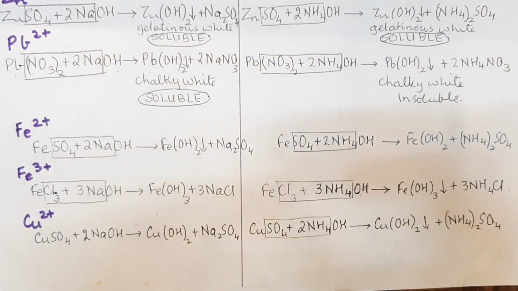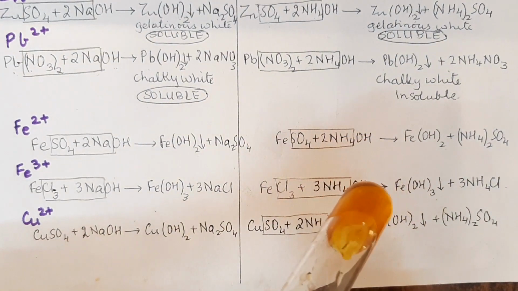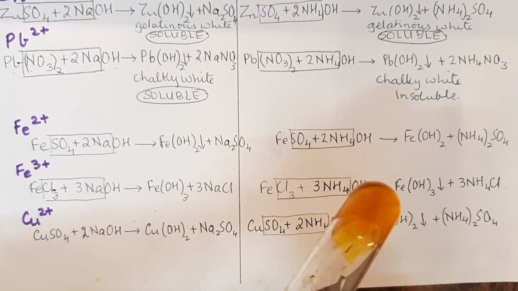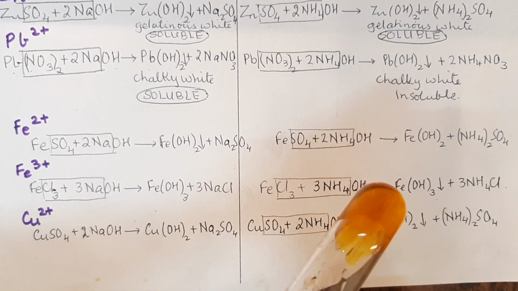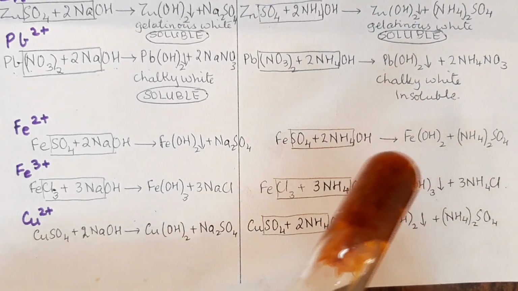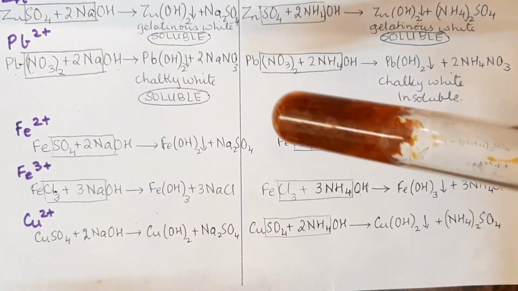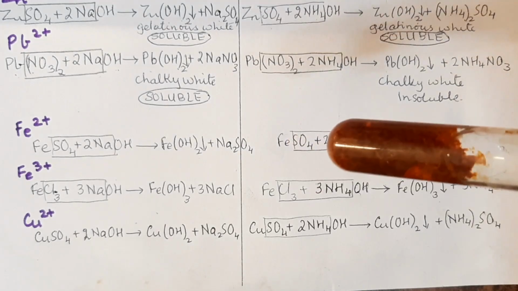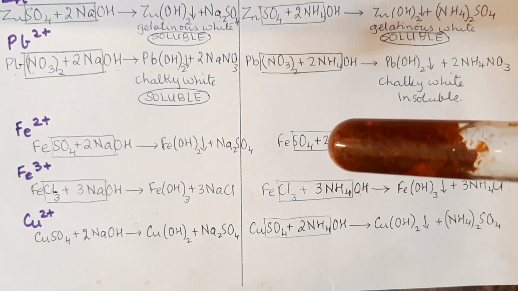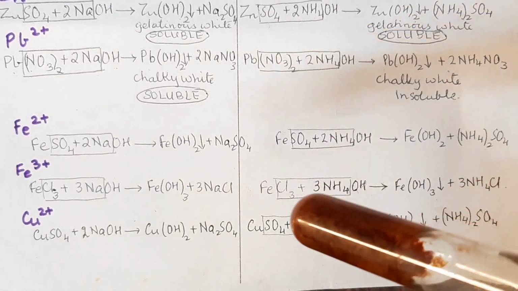And now we have another test tube, and in this we will add ammonium hydroxide. First little and then in excess. You can see the precipitate that we got. Now earlier precipitate was a little lighter in color because my sodium hydroxide was very dilute.